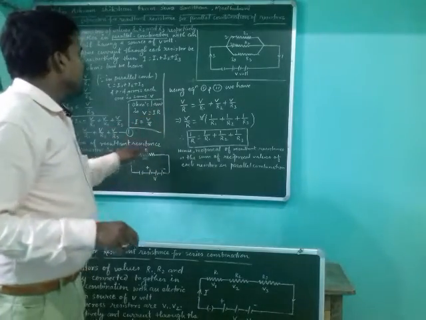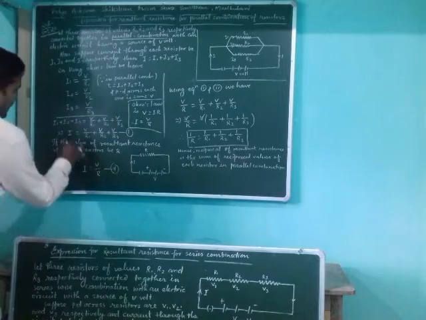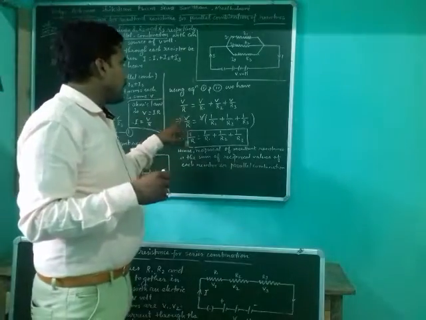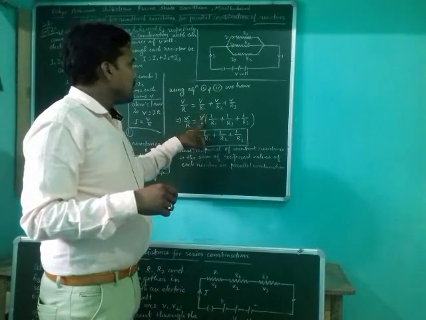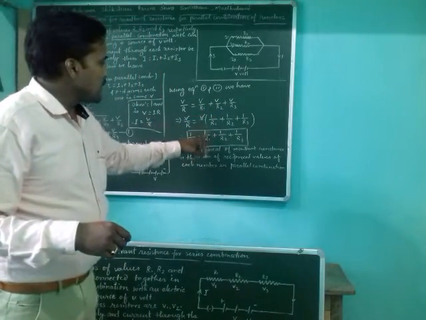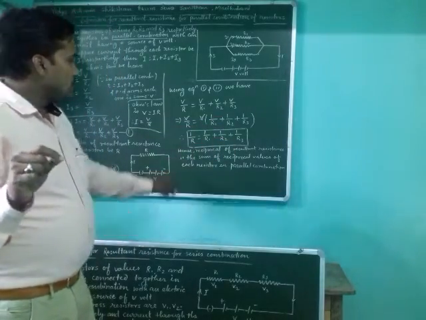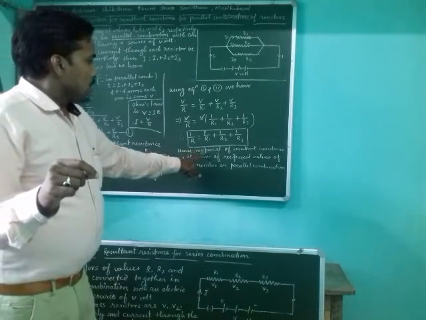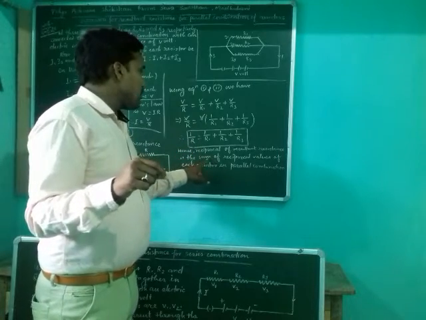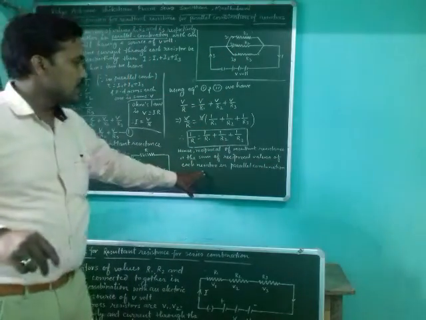So on equalizing the first and second equations, the left sides are equal, so the right sides will also be equal. V upon R is equal to V common, 1 by R1 plus 1 by R2 plus 1 by R3. V will cancel. 1 by R is equal to 1 by R1 plus 1 by R2 plus 1 by R3. So as a conclusion, the reciprocal of the resultant resistance is the sum of the reciprocal values of every resistor in the parallel combination.